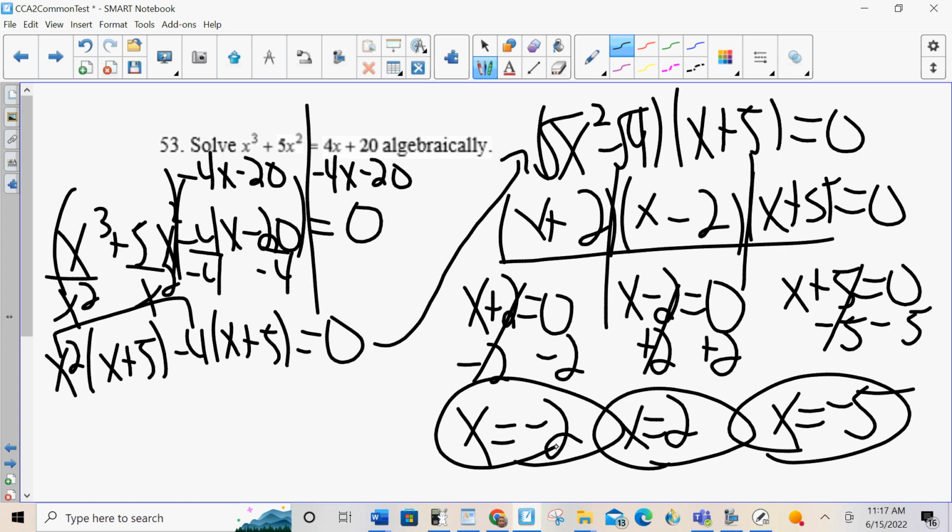To help you remember that, Mr. X squared, Mr. X to the third, he wants to party. Before he can party, all of his friends have to come over. Then they party with bubbles, which are parentheses, which are a product of factoring.